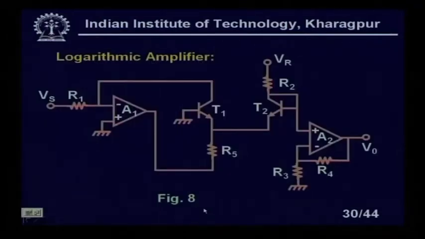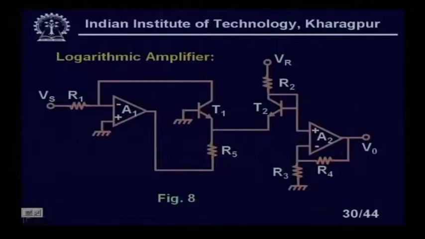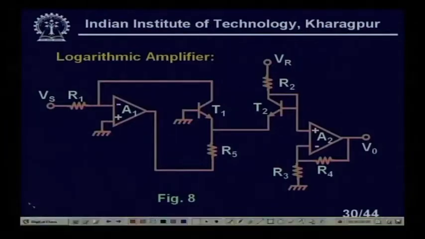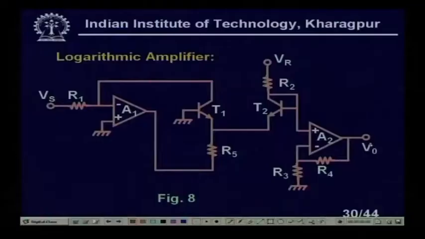Now, next we will discuss the logarithmic amplifier. A logarithmic amplifier is basically an amplifier whose output is some constant multiplied by the logarithm of the voltage V s. That is the function of the logarithmic amplifier, right. So, the output is the logarithm of the voltage V s. This is the basic principle of logarithmic amplifiers.